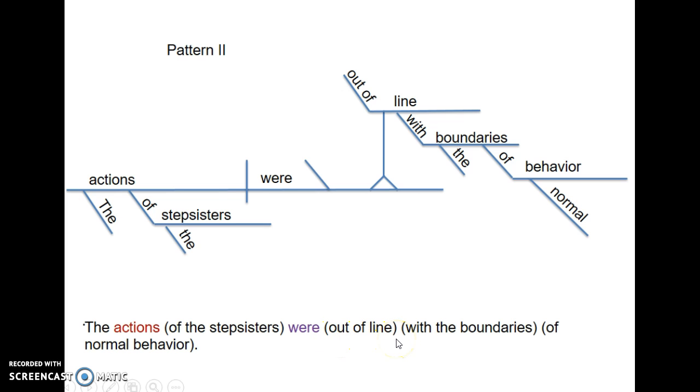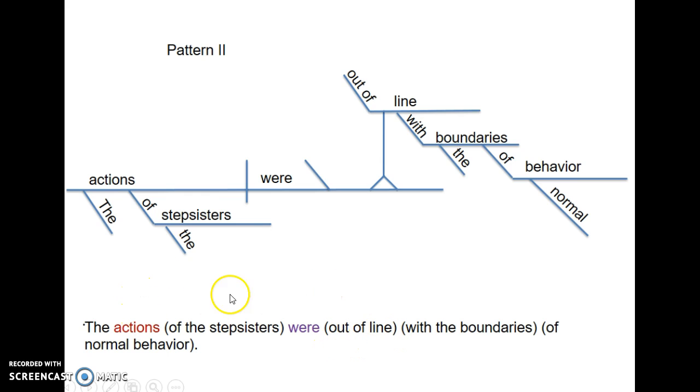Out of line. This is a great one to illustrate when you use a pedestal. So out is our preposition, out of line is our prepositional phrase. It's following the verb. It's in the predicate. So that's the first criteria for putting a prepositional phrase up on a pedestal. It is following the verb. It's in the predicate. It's functioning as an adjective. It's talking about the actions. So it's modifying this up here, which makes it a subjective complement.